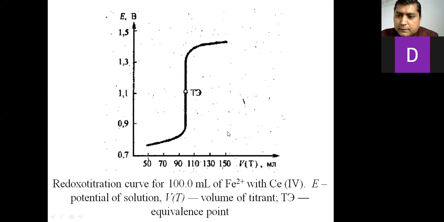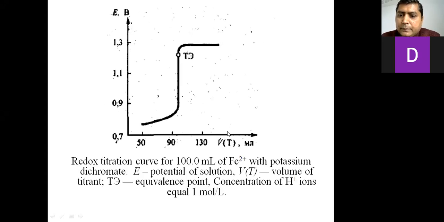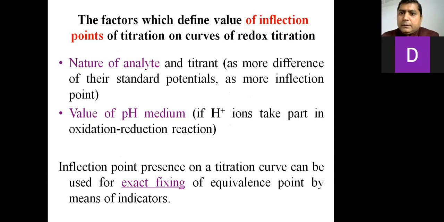So we had discussed the oxygen reduction titration, the curve that we obtain here, these types of curves that we had already discussed. The factors which define the inflection points of the titration curve of redox titrations are the nature of the analytes, the pH value of the medium, and so on.